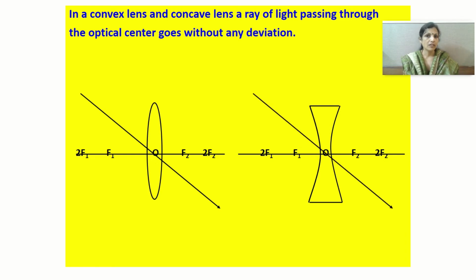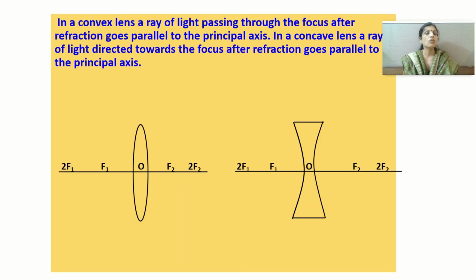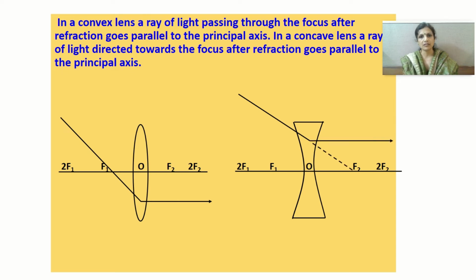There is a third ray also. Third ray is when the ray of light passes through the first focus of the convex lens. After refraction it is parallel to principal axis. In case of concave lens, this ray of light is directed towards the focus and after refraction it is parallel to principal axis. And again the same thing, out of the three rays we can use any two rays to draw the ray diagram to find out the position of the image of the object.